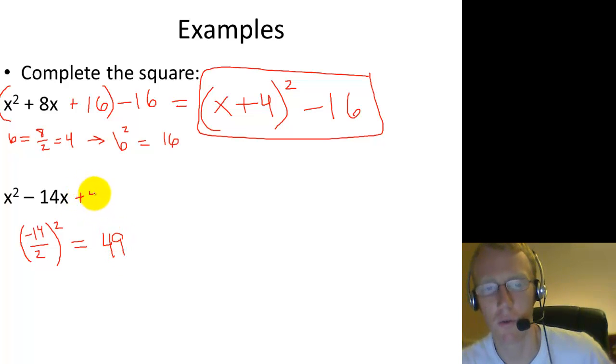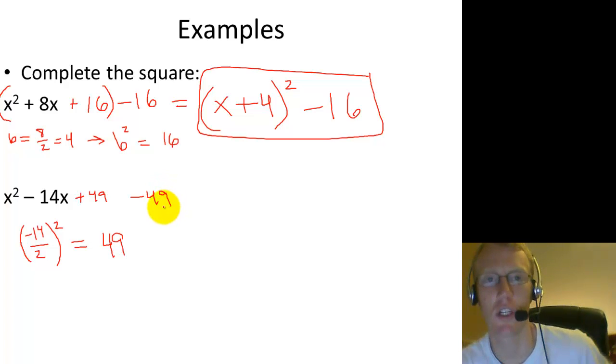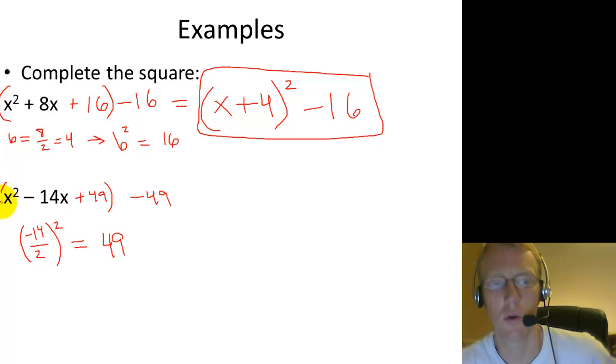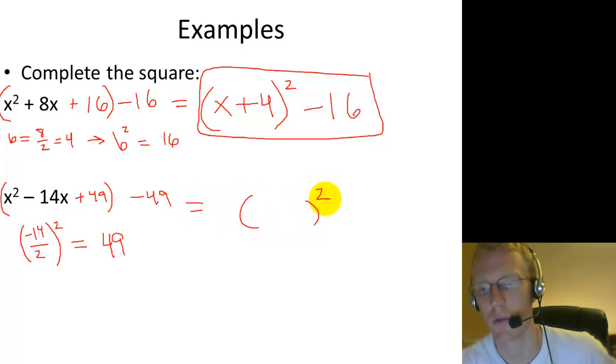So we can do plus 49, and then we can do minus 49. Again, if it was an equation, you alternatively could have added the 49 to the other side. So this whole thing here is a trinomial, but it's a perfect square trinomial. So we can write it as a binomial squared minus 49.